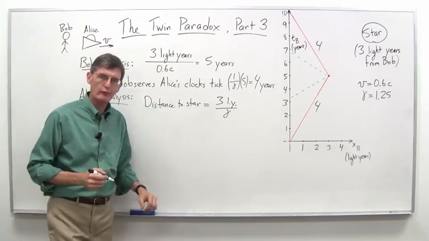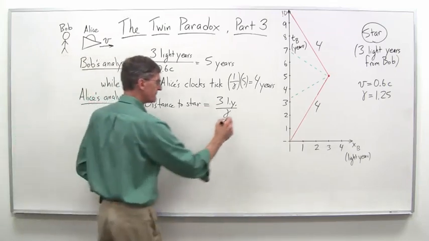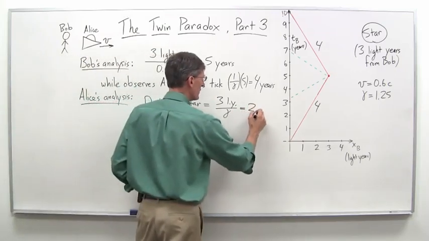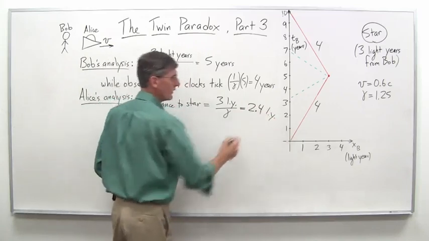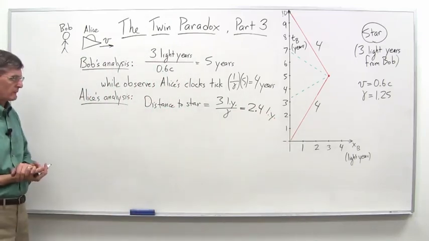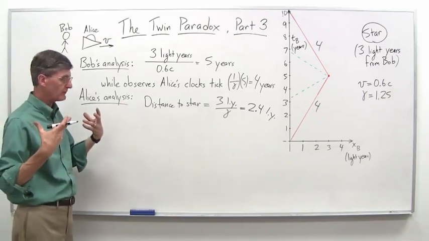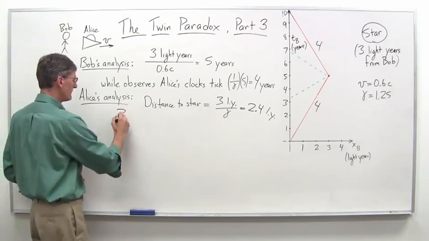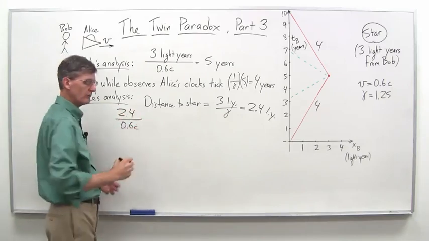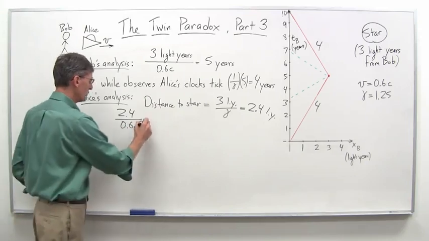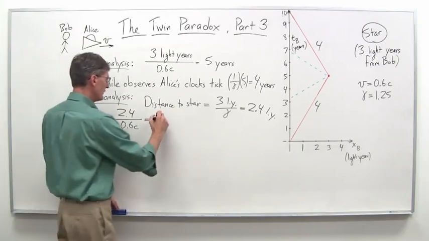3 light years divided by 1.25. When you do that, you get 2.4 light years. Now she sees the star coming toward her at 0.6 times the speed of light, so 2.4 light years divided by 0.6 c, and again, c is 1 light year per year. When you do 2.4 divided by 0.6, you get 4 years.